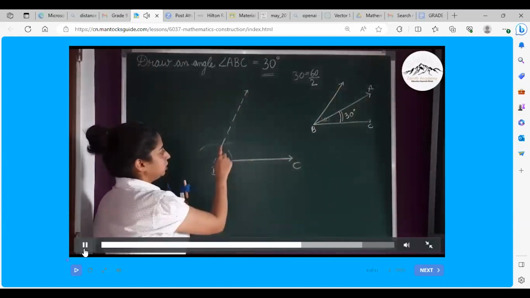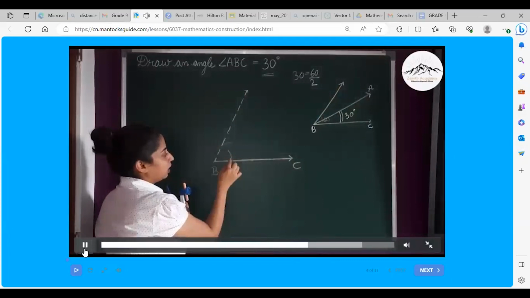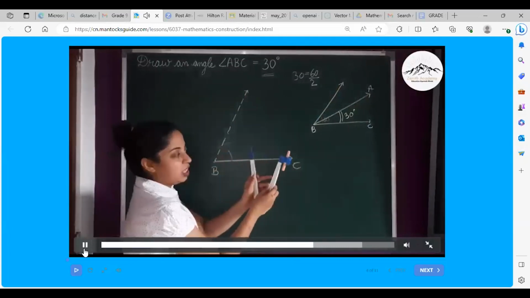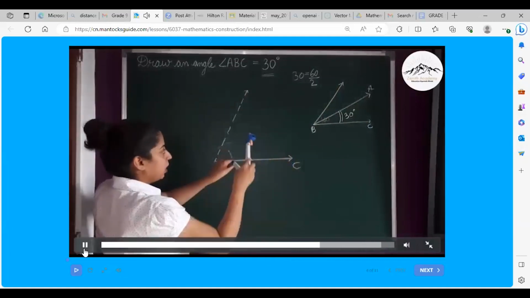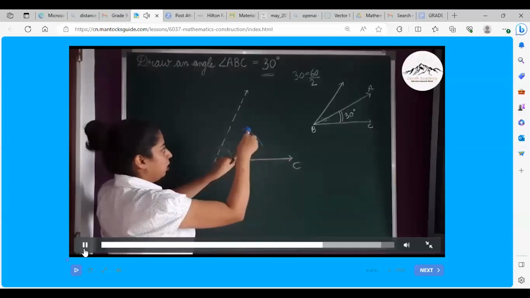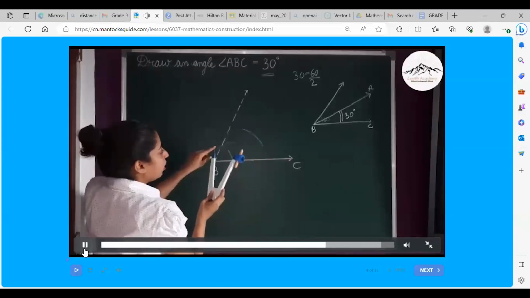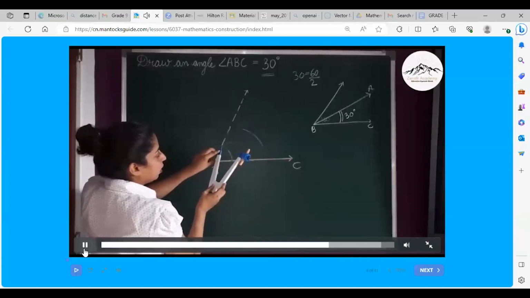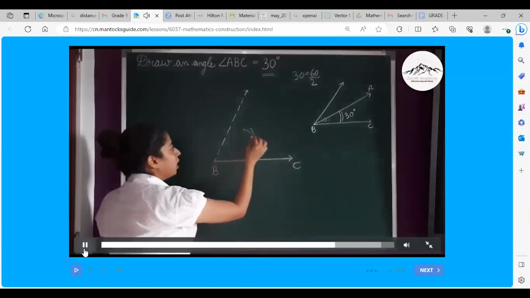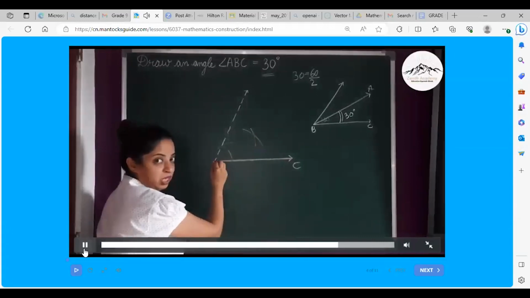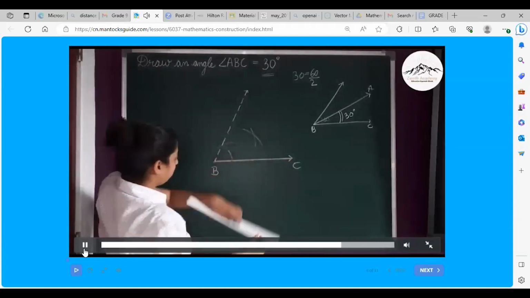To bisect this angle. See this angle. We don't want this now. So this is the angle. So we'll take this point and this point. Now you can stretch it a little further. Now keep this measurement same. Keep the pointer here. Draw an arc here. Now keeping this pointer at this point, we will cut the previous arc. Now we have this point and we have this point B. So we will join them.